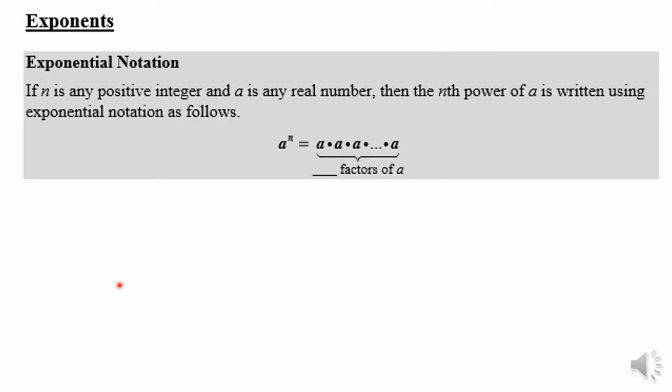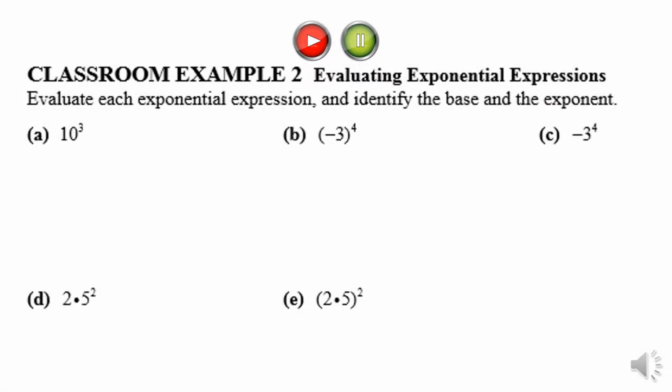We're also going to be talking about exponents. If n is a positive integer and a is any real number, you can have a to the n, which represents n factors of a multiplied together. A is called the base and n is called the exponent. Here's some examples evaluating exponential expressions. You're to evaluate each expression and identify the base and the exponent. Let's see how you do.